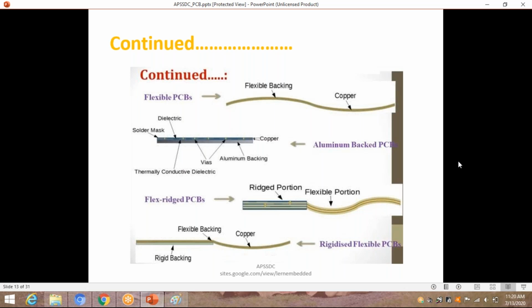flexible PCBs. As I have already told you, we can bend them. Flexible PCBs can be moved in whatever direction we like. Aluminum backed PCBs. Here you can observe the aluminum backing. It is a layer like a protecting layer. And where do we use it? For high power applications. And the remaining are the same: copper layers, solder masking, etc.